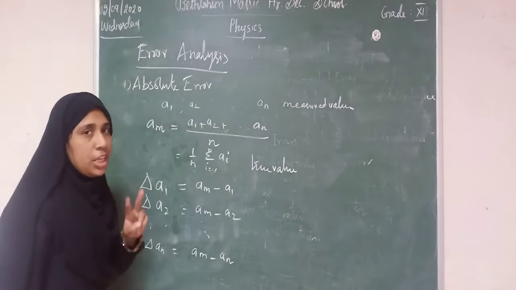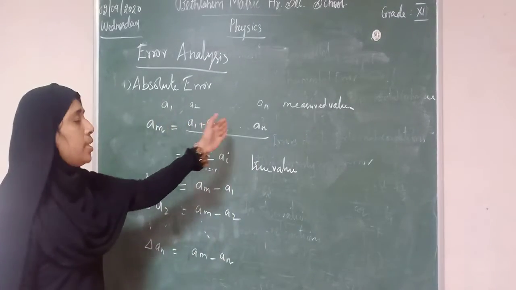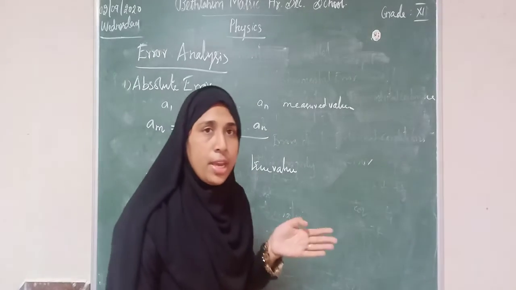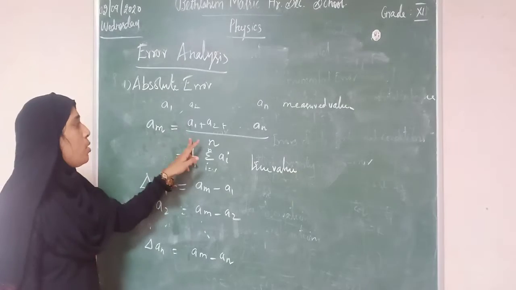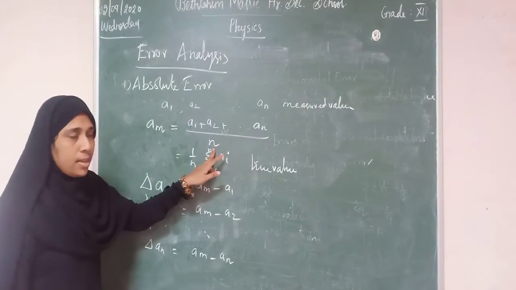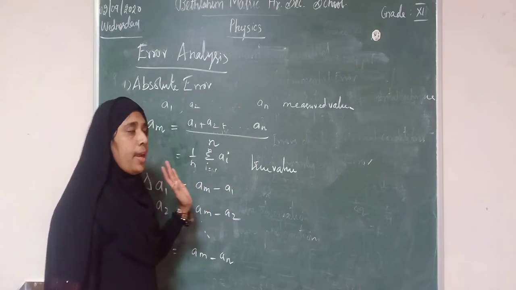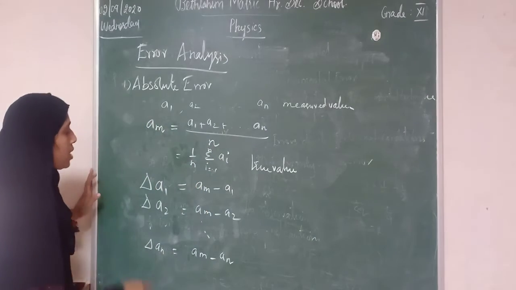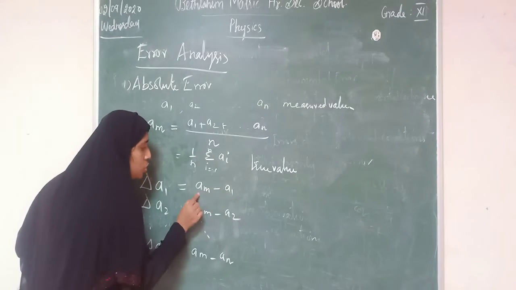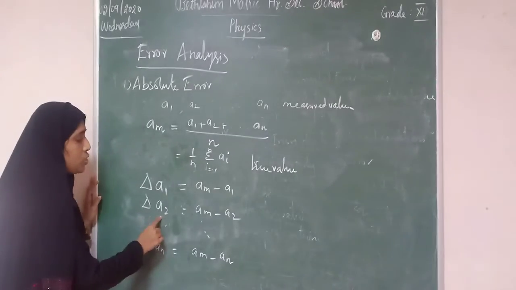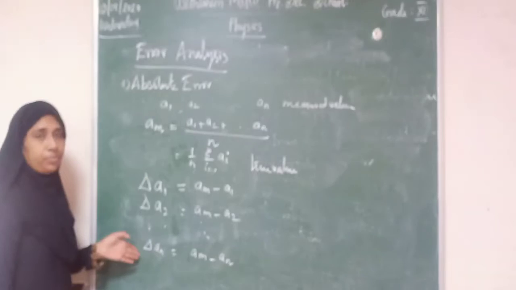Absolute error is the difference between the true value and the measured value. A1, A2, A3, etc. AN are the measured values. True value, in the sense, we are taking the mean of those. So AM is A1 plus A2 plus etc. AN by n, which can be written as 1 by n into sigma i equal to 1 to n AI. And the absolute error for each measurement: the first, delta A1 is equal to AM minus A1, the difference between the true value and the measured value. Delta A2 is AM minus A2, delta AN is AM minus AN.